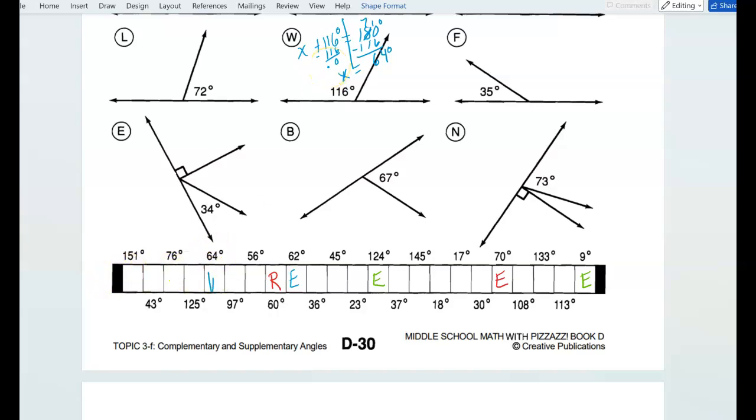W. Do we have any more 64 degrees? We don't. And I'm going to go.